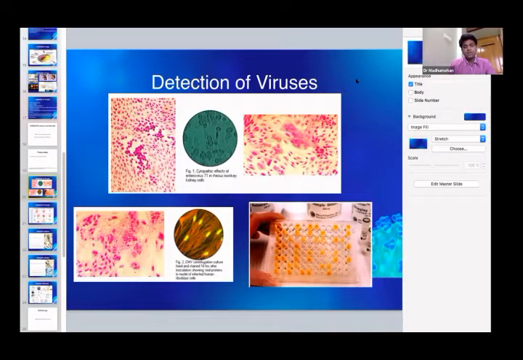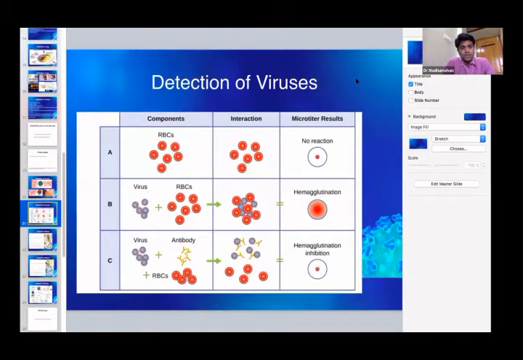The other one is very simple. We all read this in our masters and graduation, the hemagglutination assay. When you add RBC and there is no virus, there is no reaction. When you add RBC to the virus, it will agglutinate and form a hemagglutination spot. But if you add antibodies against this virus, it will not be allowed to attack the RBC, so there is no hemagglutination. So it's a very simple way of measuring the detection of viruses.